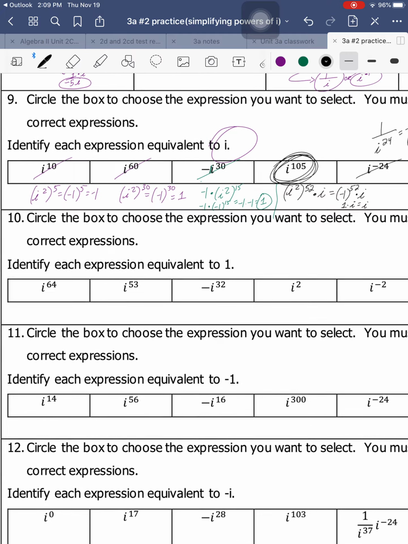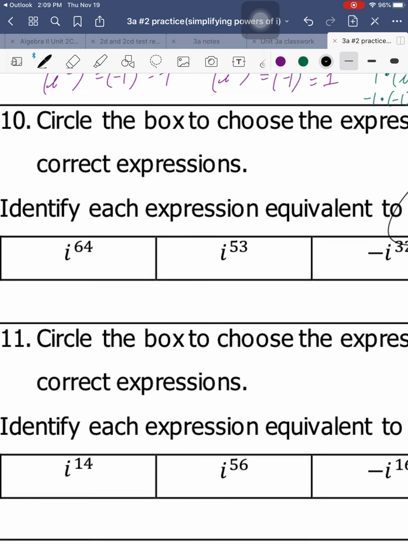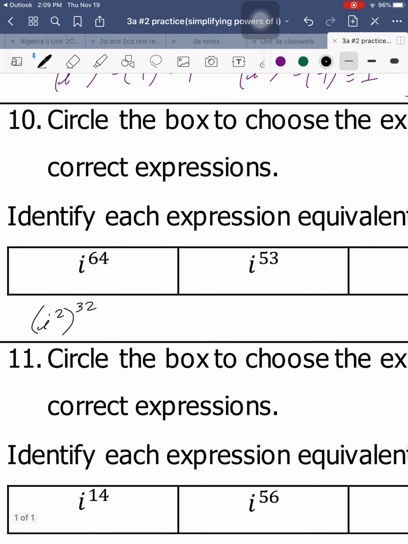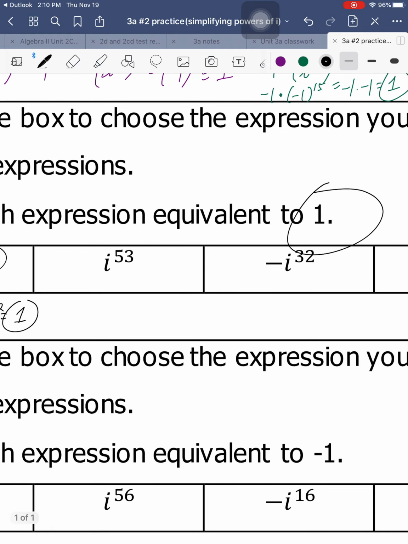All right, next, let's move on to 10. What are we looking at? Equivalent to 1. i to the 64th. So i squared, 32, and negative 1 to the 32nd. That is positive 1. Cool, that's an answer. Odd powers can never be positive 1 or negative 1.